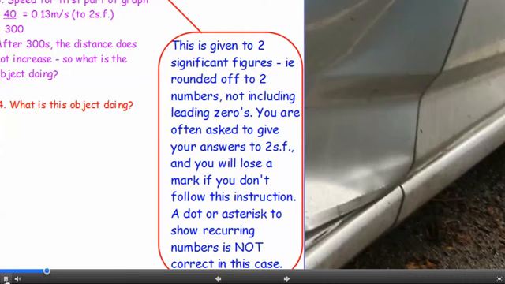Now you'll notice that I've given these answers to two significant figures. This is the convention. It's been rounded off to two numbers, not including leading zeros. Now you're often asked in these physics exams to give your answers to two significant figures, and you will lose a mark if you don't follow this instruction. So if it tells you to give it to 2SF, then you must do so. A dot or an asterisk to show recurring numbers is not acceptable in this case.